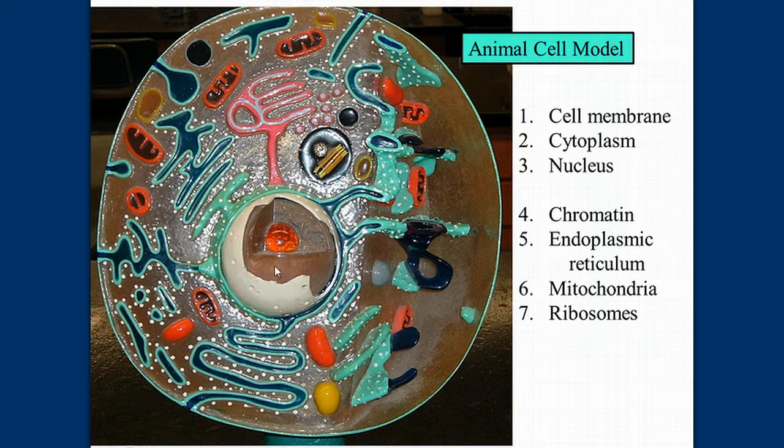Chromatin is all stretched out, so we can't normally see that. When the cell is getting ready to divide, we should be able to see the chromosomes as the chromatin condenses.